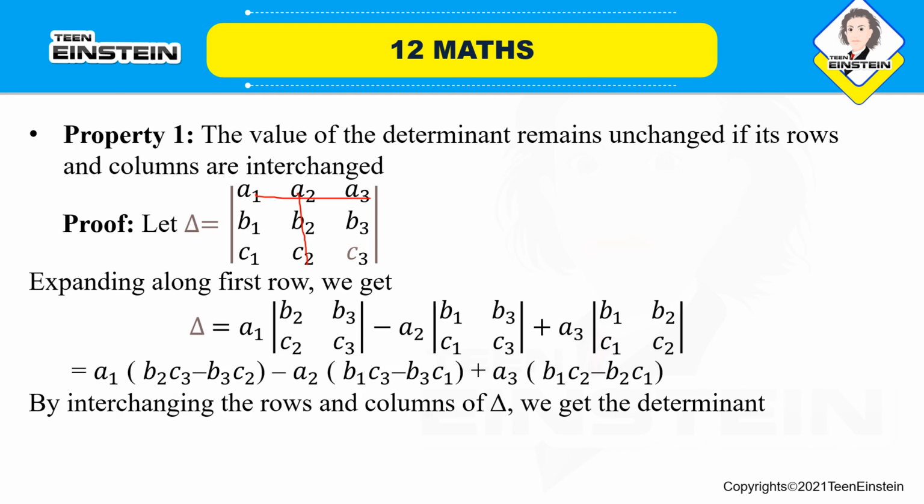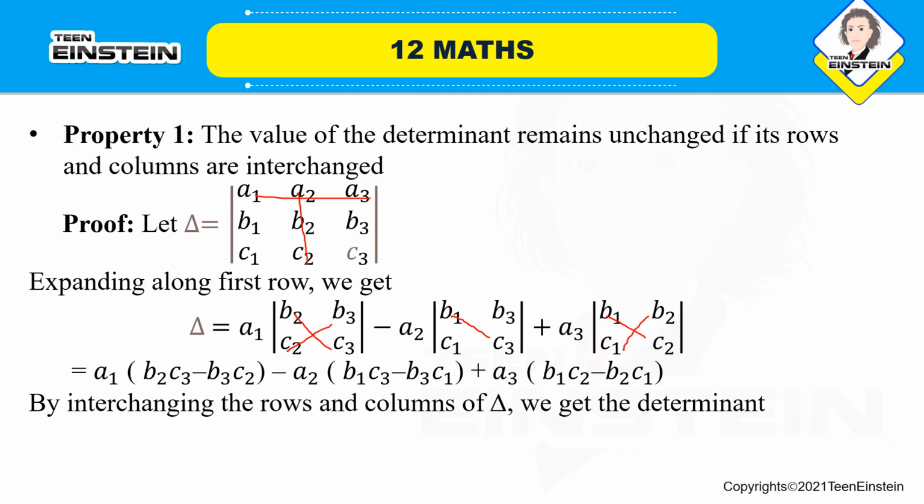Now expand this. So A1 into, in the downward arrow this is B2 C3, minus in the upward arrow this is B3 C2. Here we have minus A2 into B1 C3, and in the upward arrow minus B3 C1, plus here we have the element A3 into B1 C2 minus C1 B2 in the upward direction. So this is the value of delta.